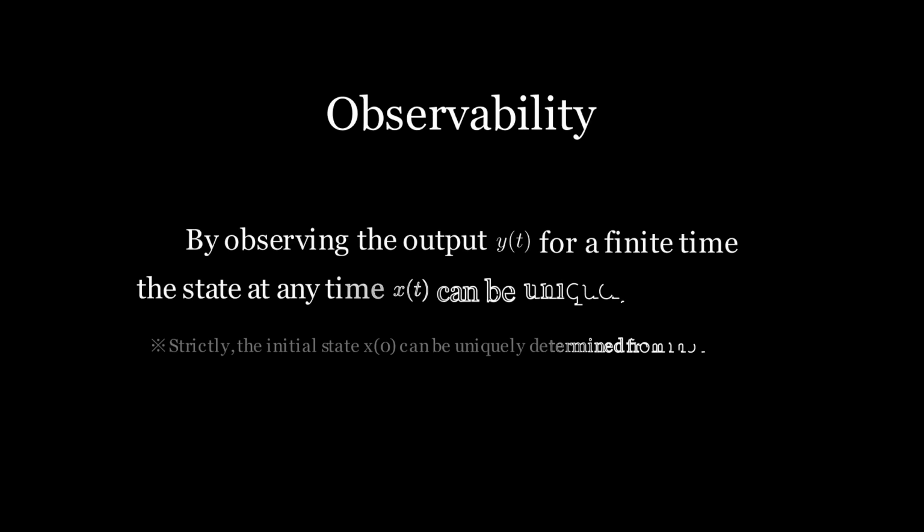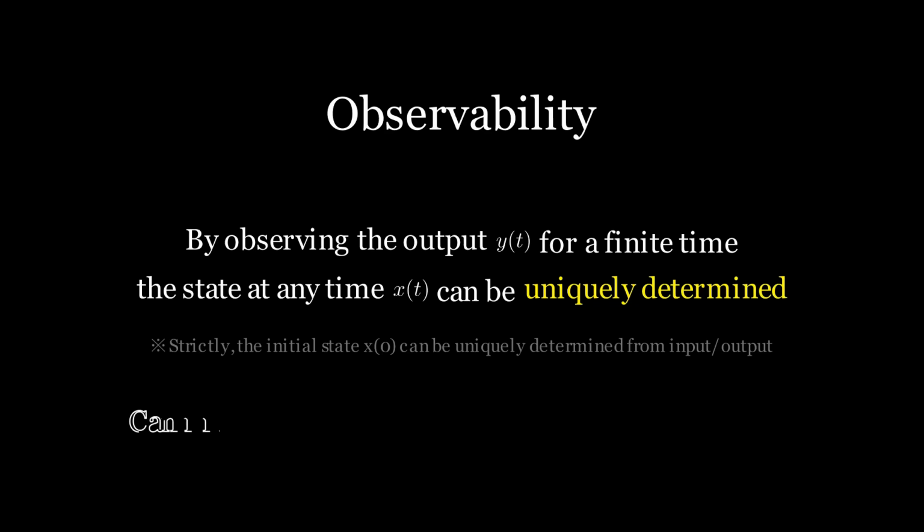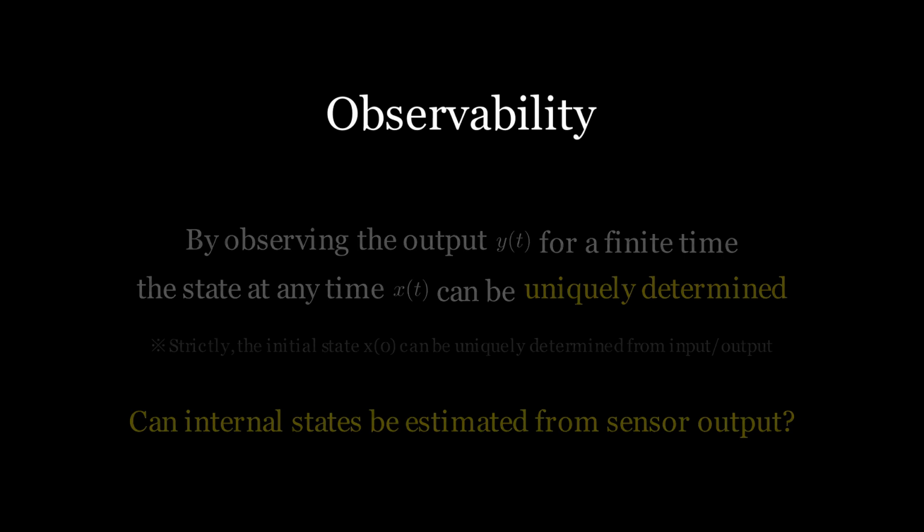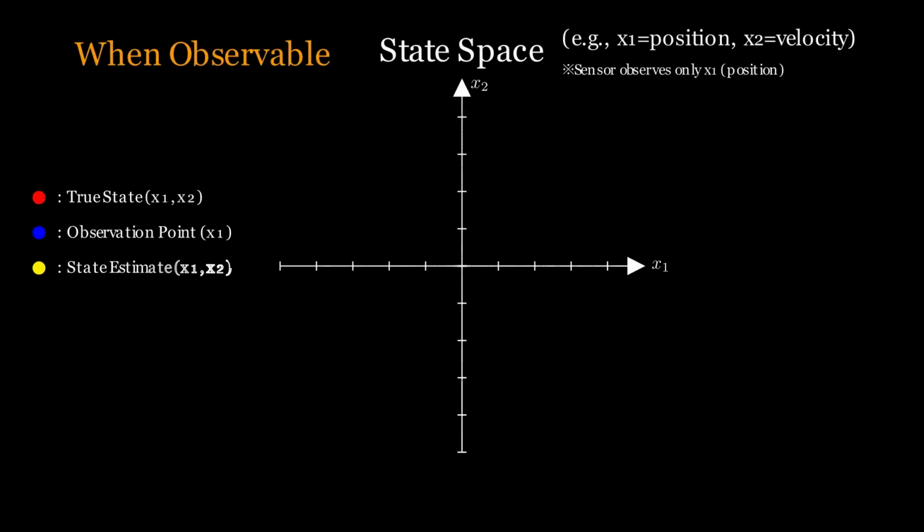I see. So what about observability? Observability is the property of whether you can uniquely determine the complete internal state X by observing only the system output, Y, values measurable by sensors for a finite time. Whether you can know all the internal states just from sensor information.